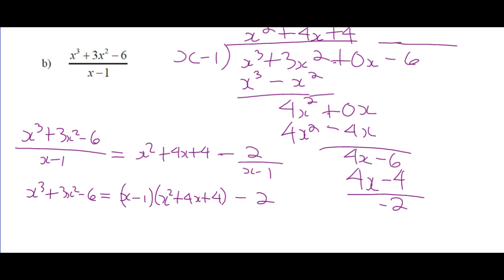Here's a way to expand this and check it at the same time, but not the way you normally multiply. I would just do this: x cubed, yep, plus 4x squared minus 1x squared. So I'm going to do my x squared: plus 4x squared minus 1 is plus 3x squared. Now I'm going to do my x's: plus 4x minus 4x, 0x, minus 4 minus 2, minus 6. See?